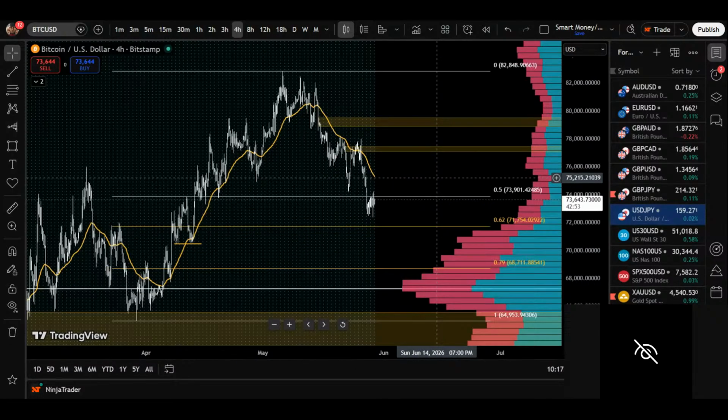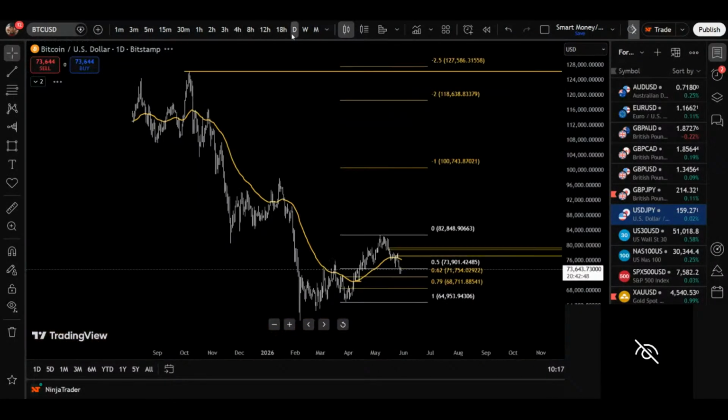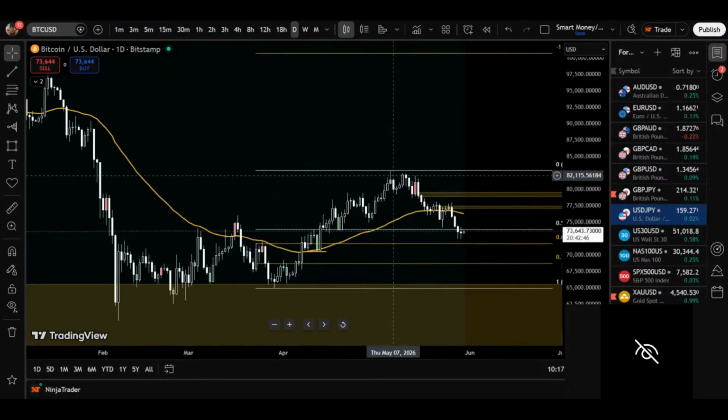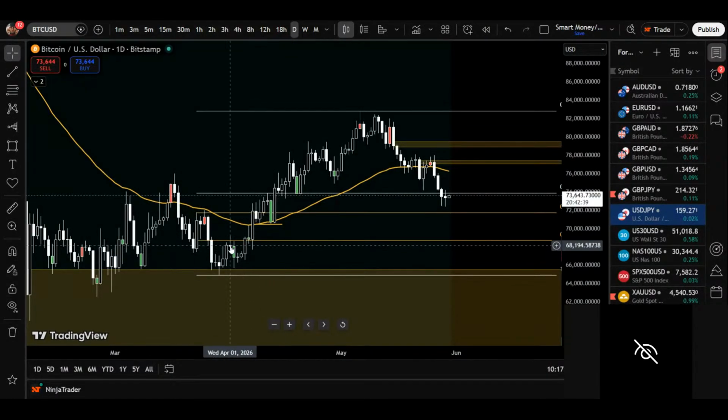So I'm looking at Bitcoin probably. Let me see. I wish I had premium. Let me look at the daily again. We got an order block here. We got an order block here. This order block here has already been mitigated with this wick right here, so we can scratch that out. Right now, we're at this order block. So somewhere between this one and this one.